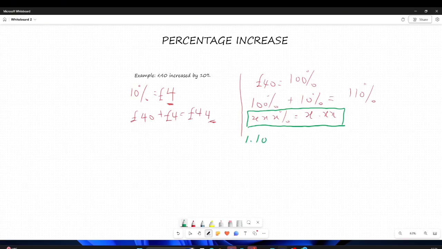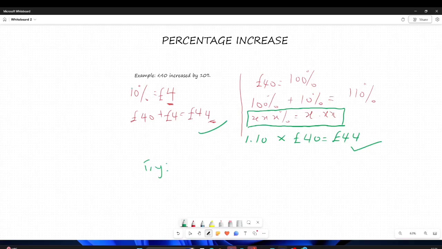Once you have that, you multiply that by the original price, which is £40, and that's going to give you straight away your new price. So the same bag you used to buy for £40, if it's increased by 10%, you now have to pay £44, or £4 extra, to get the same bag. So it's very simple.